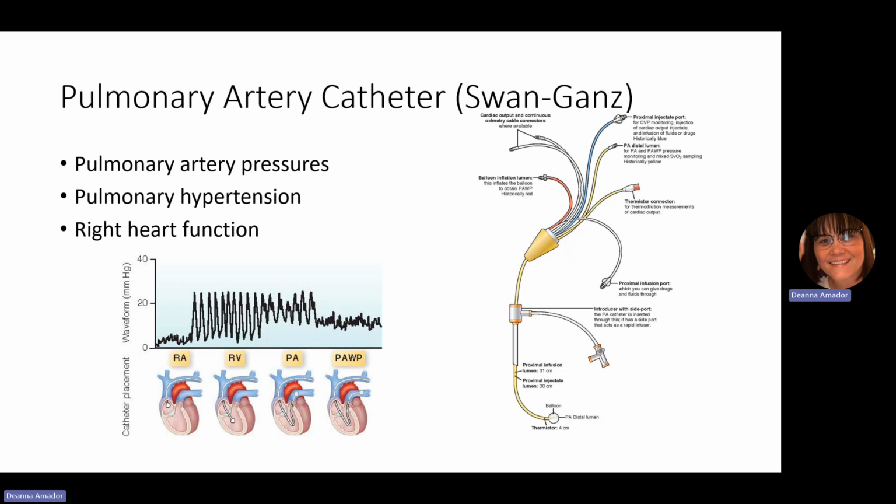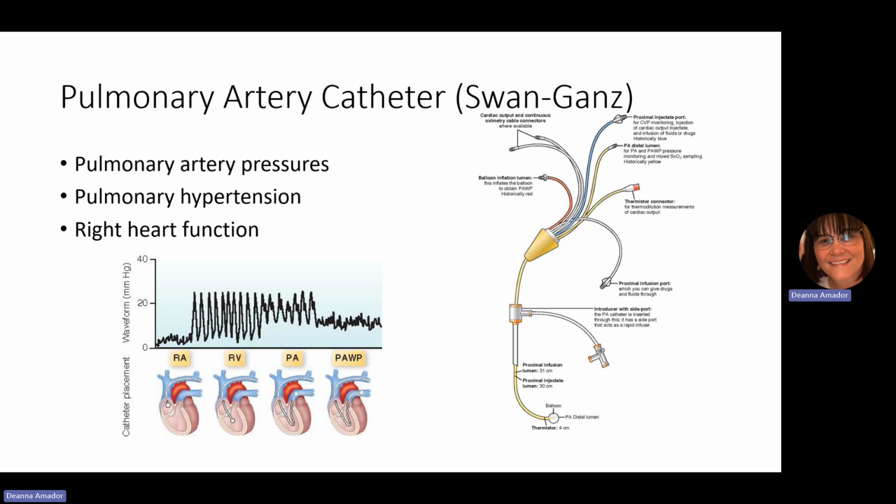So this will give us pulmonary artery pressures. They tell us the right sided heart function, and let us know how our lungs are doing. You can see in the picture there how it's inserted. It's inserted just like a central line into the right IJ, and then it's threaded down. I actually have one, and I'll bring it to class and show you guys.